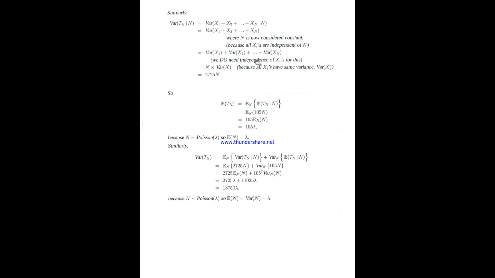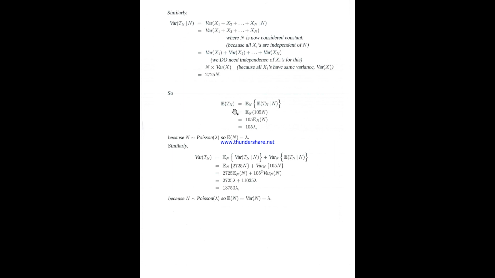And since all are coming from the same distribution, I can write the variance of the random variable as variance of x, and since I have n terms, I multiply this by n. So the variance of the randomly stopped sum you can write as 2725 times n, given the random variable n.